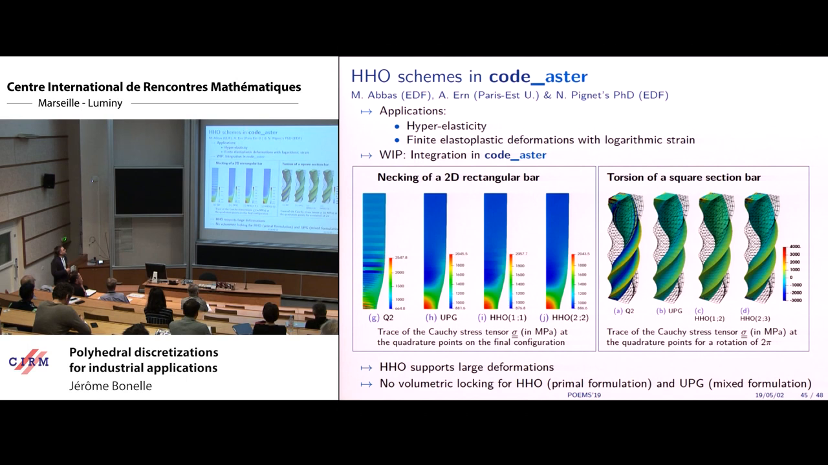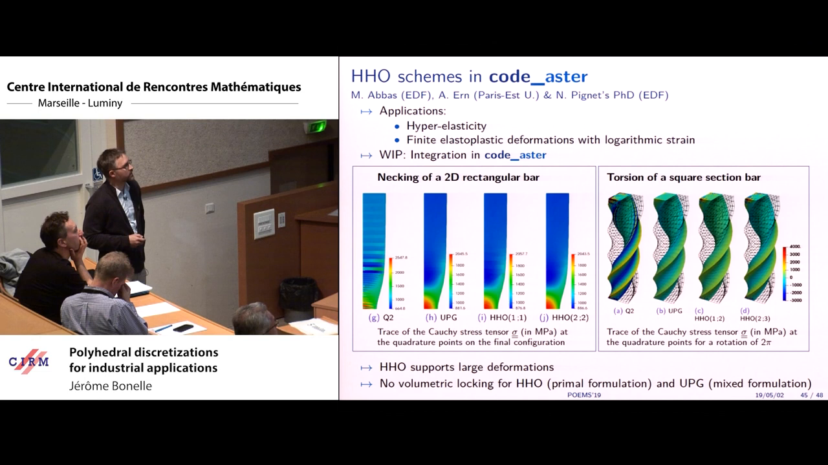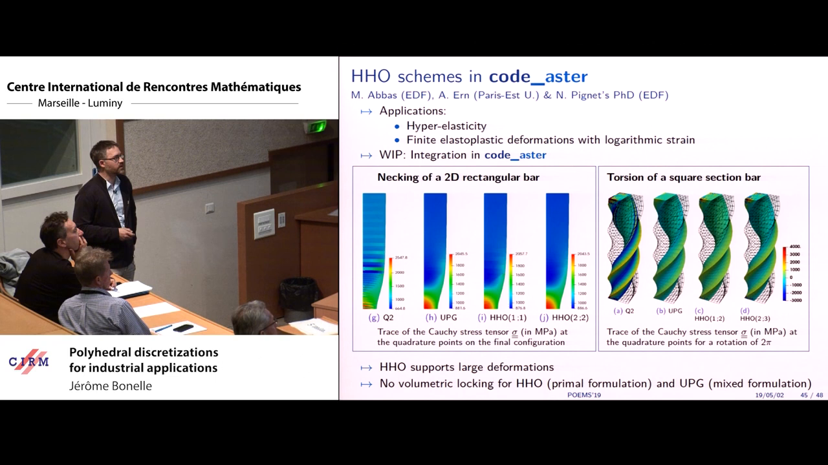So let me talk a bit about Aster, where HHO schemes are also evaluated. This is a work with Michael Abbas, Alexandre Hern, and Nicolas Pigné. The applications are hyperelasticity and finite elastoplastic deformations with logarithmic strain. This is not available in the open source code, but there is a work in progress for the integration into Aster. And here are the results. The conclusion is that HHO supports large deformations and there is no volumetric locking with HHO in primal formulation.